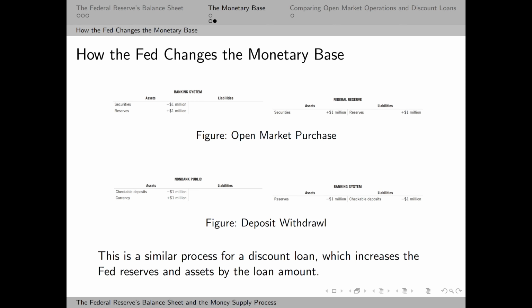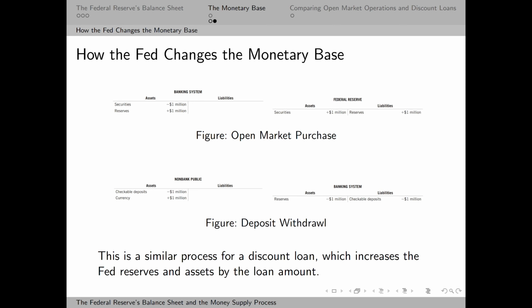So how does this work? Well, let's go back to our T-chart. So let's first look at the Federal Reserve. They decide that they want to make an open market purchase of $1 million of treasury bills. What ends up happening is their assets increase by $1 million in securities, and then their liabilities increase by $1 million in reserves. On the banking side, they actually don't have any change in their liabilities.